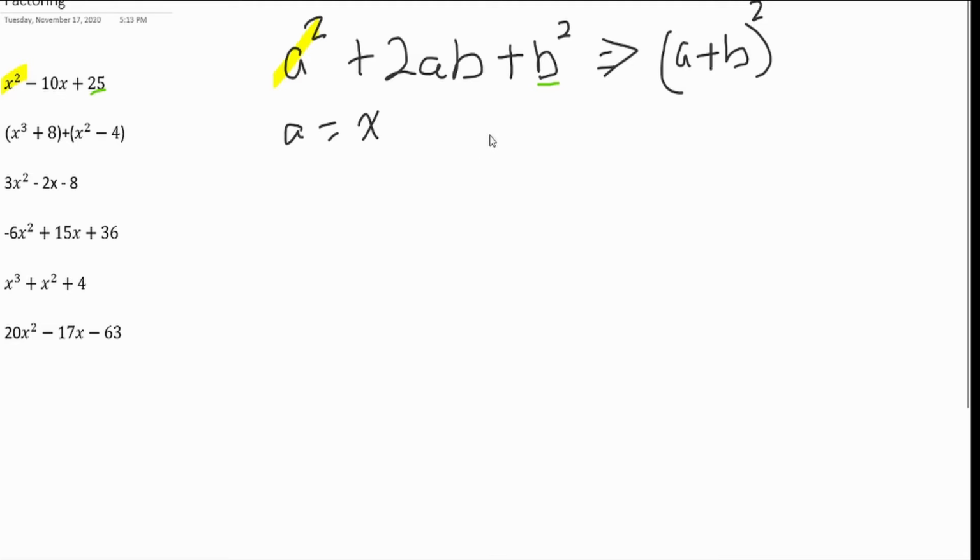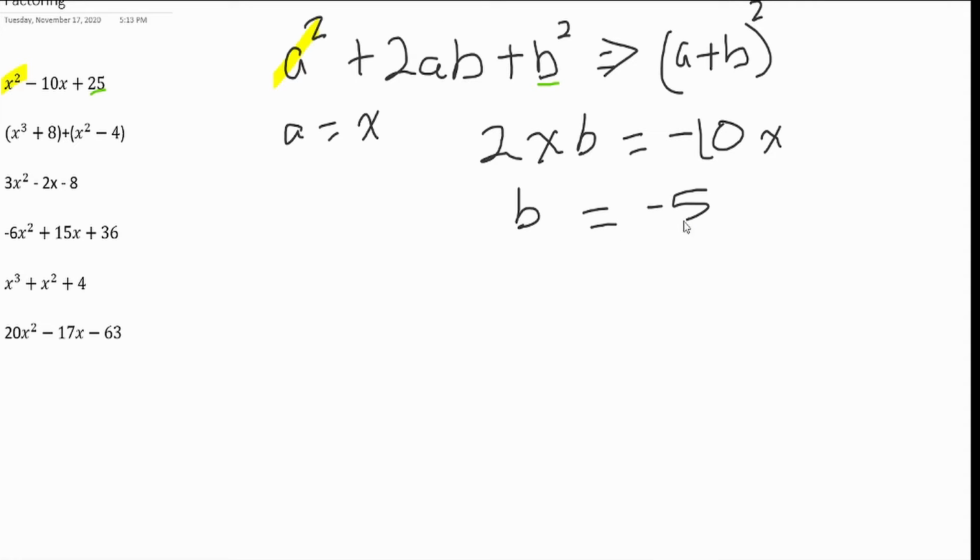So we can start. We just plug this in. 2x, we plug in x for a, times b equals -10x, and we find that b equals -5. Very good. And finally, all we have to do is plug in our values. x minus 5 squared is our answer. Now you should also make sure that, if you want to check your answer, you can properly FOIL or expand this out.